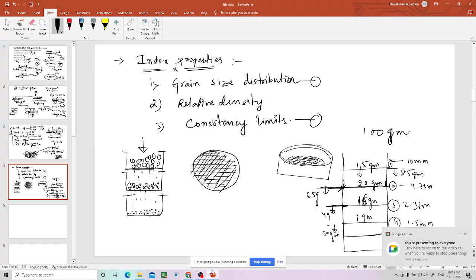So now, after doing all this sieve analysis by using particular sieve sizes, what do you do? You can't use a random 10 mm, just 5 mm. There are standard sieve sizes for this grain size distribution. Then what do you do? Now you find out the percentage finer. How do you find out the percentage finer?